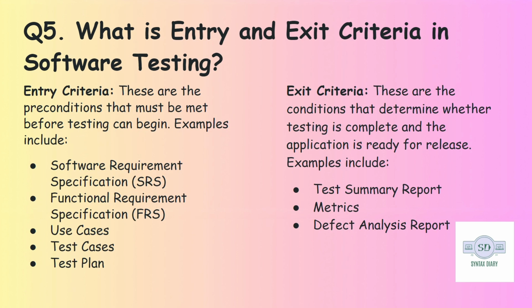What is entry and exit criteria in software testing? Entry criteria are the preconditions that must be met before testing can begin, whereas exit criteria are the conditions that determine whether testing is complete and the application is ready for release. Examples of entry criteria are software requirement specification, also known as SRS, functional requirement specification, also known as FRS, use cases, test plan. And examples of exit criteria are test summary report, metrics, defect analysis report.